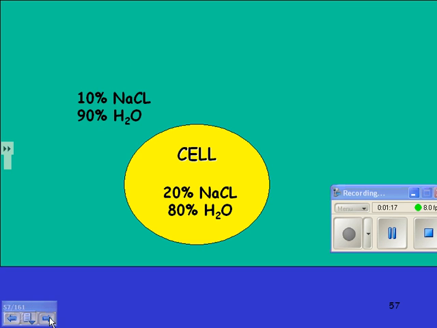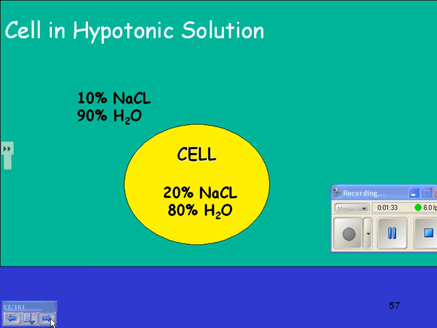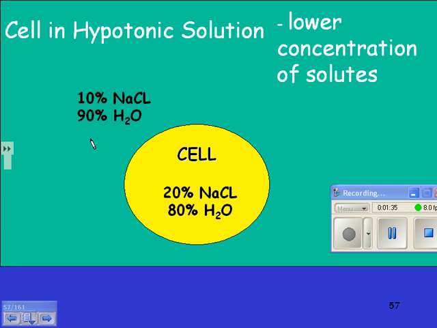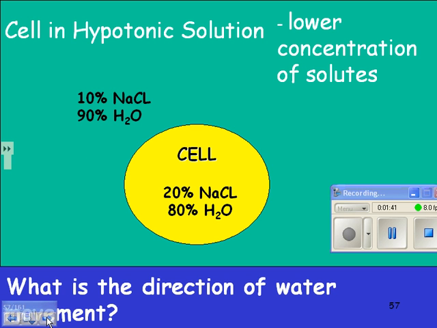And pause this if you need to. Okay, here's the next one. Now, again, it's kind of easier this way than the way I was showing you before. 90% water here, 80% water here. Water goes high to low. Boom, right? High to low. Easy. So this is a hypotonic solution because there's more water on the outside, lower concentration of solutes on the outside. So what's the direction of water movement? High to low, which means in this case in.